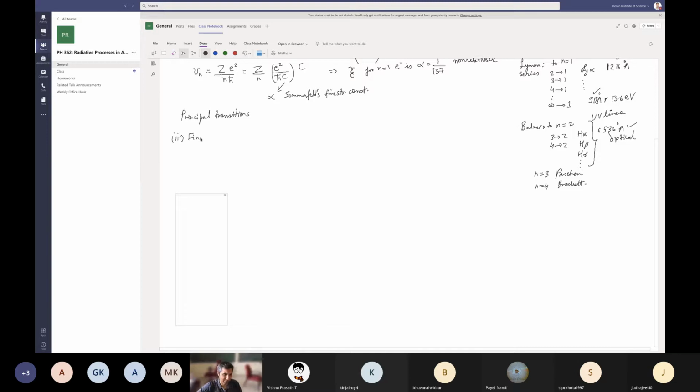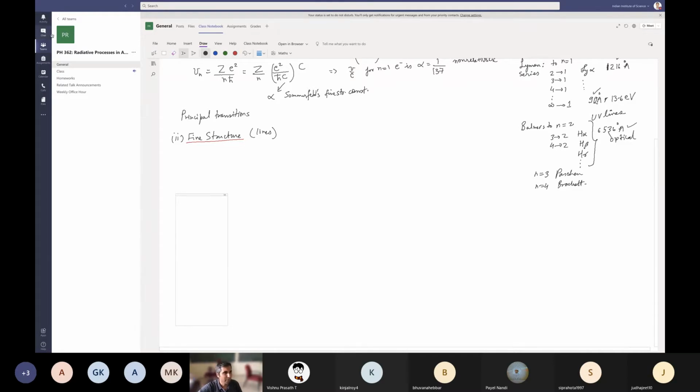But there is also something called fine structure, and fine structure has fine structure lines associated with it. Just like we have these principal lines, Lyman series, Balmer series, Paschen series, we have fine structure lines associated with other transitions. Can someone tell me about these fine structure lines if they know?